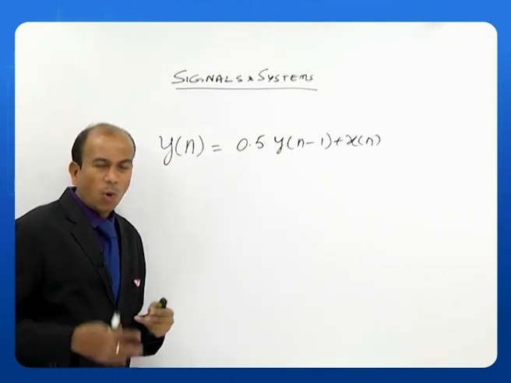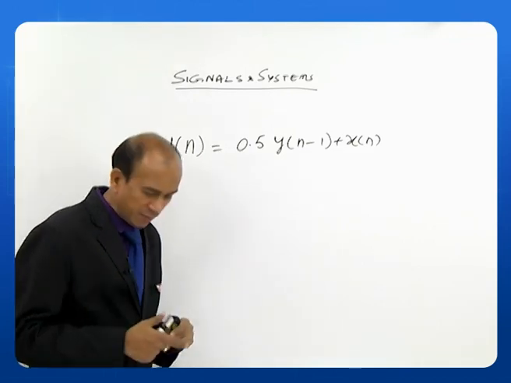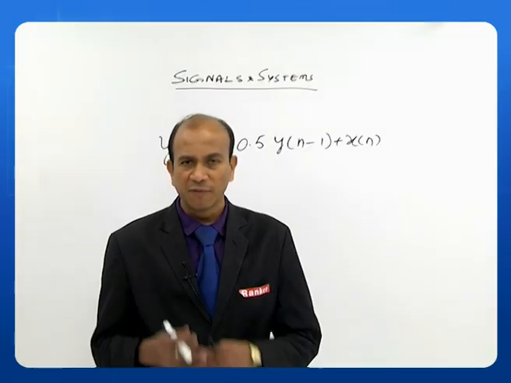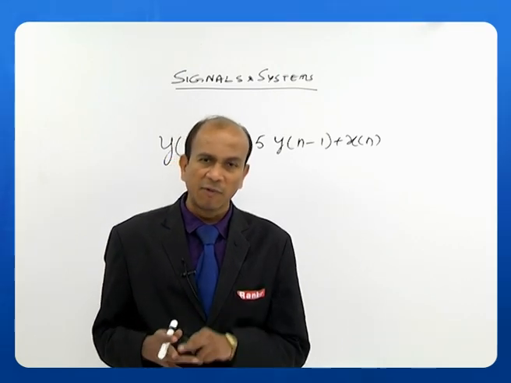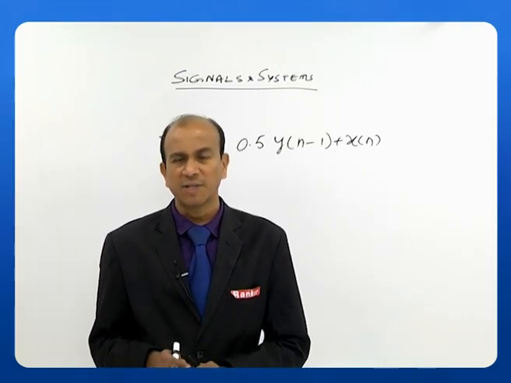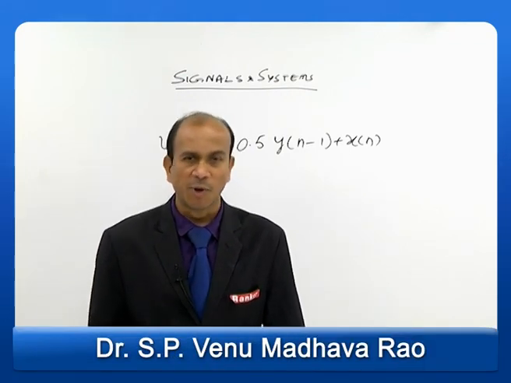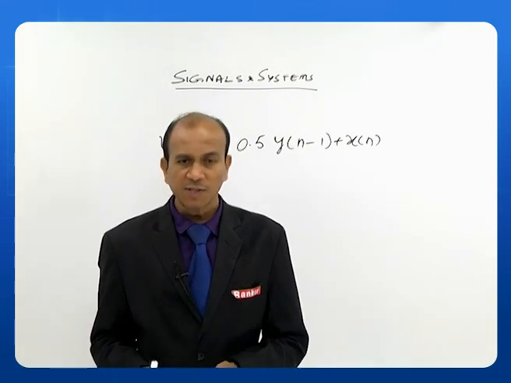So we will see what input is given. Again, the input is also given. If you see this slide here, the input is a sinusoidal signal. In fact, x of n is equal to 10 cos pi n by 4 u of n. And the other condition given is that the system is at rest, that is, it is a relaxed system. So a difference equation is given, a type of input is given, and also the initial conditions are given. Now we have to calculate the transient and steady state response of the system. So let us see how it is done.